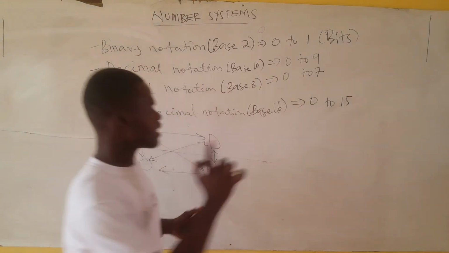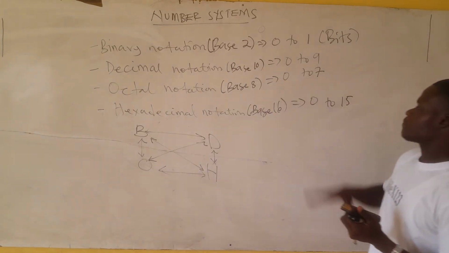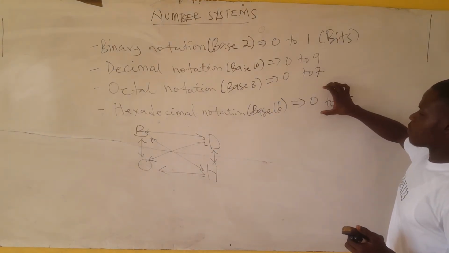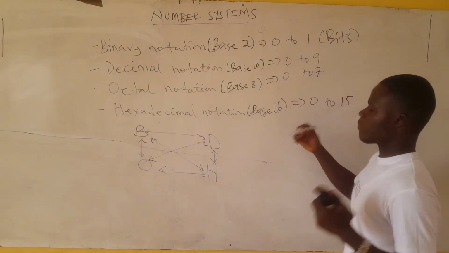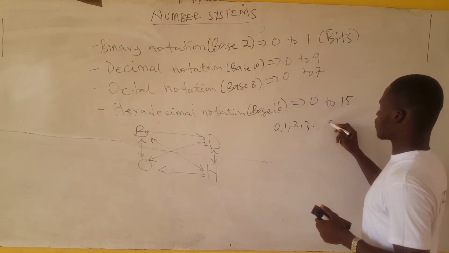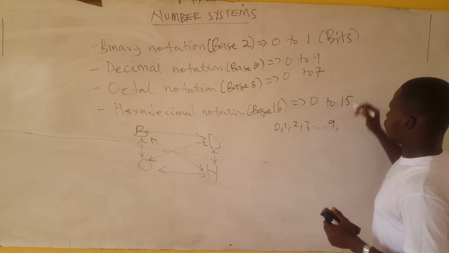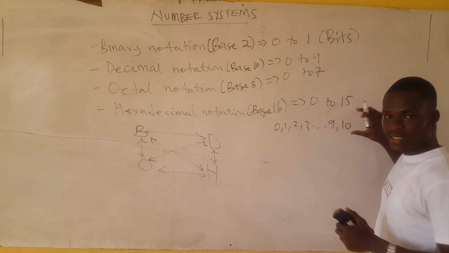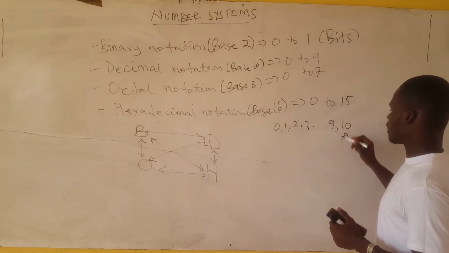But before we do that, let's realize that for hexadecimal, the permissible numbers are 0, 1, 2, 3, up to 9. For 10, we don't write 10 like that. We represent 10 with A.